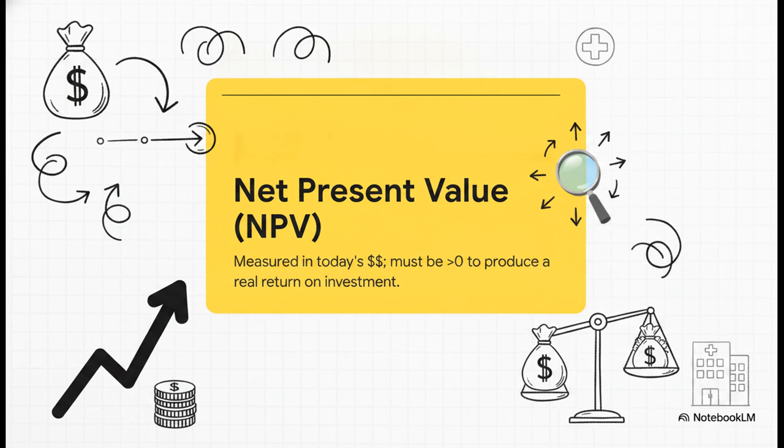And once we can calculate that present value, we unlock the ultimate metric, net present value, or NPV. Measured in today's dollars, NPV takes all future cash flows, discounts them back to the present, and subtracts your initial investment. The golden rule? The NPV of an investment must be greater than 0 to produce a real return on investment. If you're looking at multiple choices, you always pick the project with the highest NPV. Any valuation method that disagrees with NPV is, quite frankly, wrong.